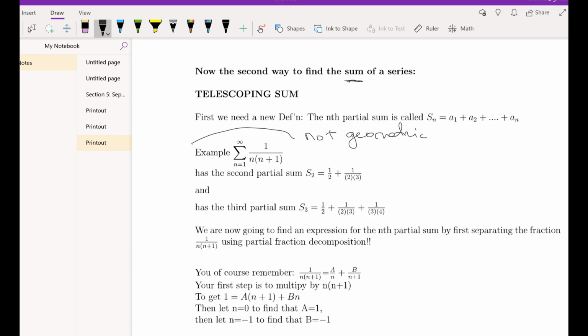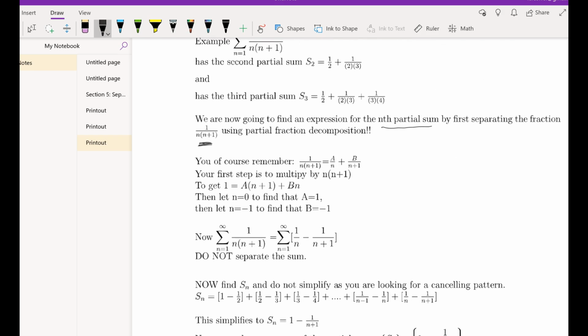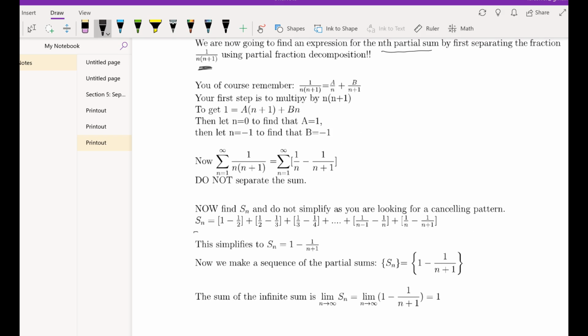In order to find an expression for the nth partial sum, we're going to need to separate this term by using partial fractions. You remember how to do partial fraction decomposition. To find the A and the B, we went through this process. I'll do an example in a minute. So we put it together. Do not separate the sum. Keep it together.